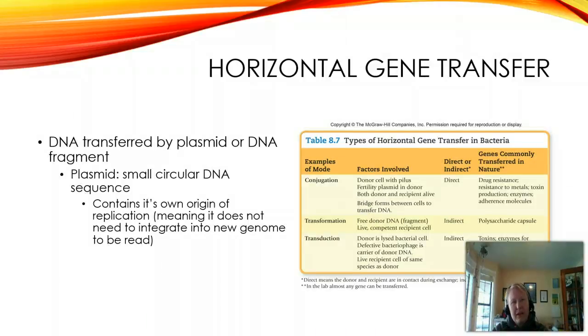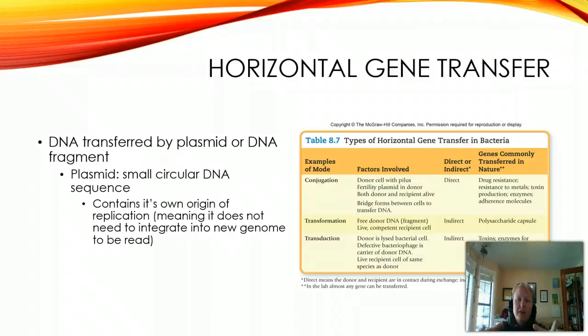So the big thing in genetic recombination in bacteria is called horizontal gene transfer. So what is horizontal gene transfer? This means that we are transferring genetic information from one adult cell to another adult cell. This is in comparison to vertical gene transfer, which is what we see most often, where we pass genetic information from parent to offspring to offspring to offspring. And that's called vertical gene transfer. So remember, horizontal gene transfer is when adult cells pass genetic information to each other.